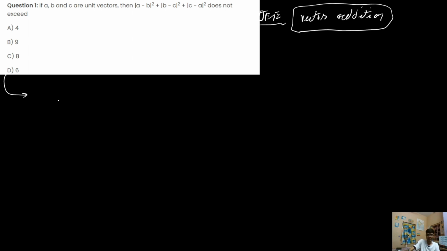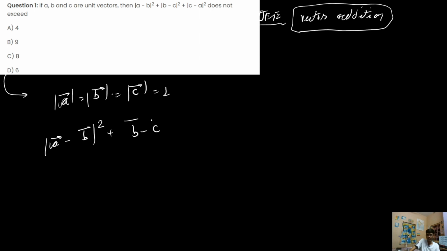The question says that there are three vectors such that the magnitudes of the vectors are equal to unity, that is, they are unit vectors. So for unit vectors, all their magnitudes are equal to 1. We studied this in the types of vectors. What is asked in the question is that you have to comment on the magnitude of a minus b vector, whole square, plus b minus c vector magnitude, whole square, plus c minus a vector magnitude, whole square.